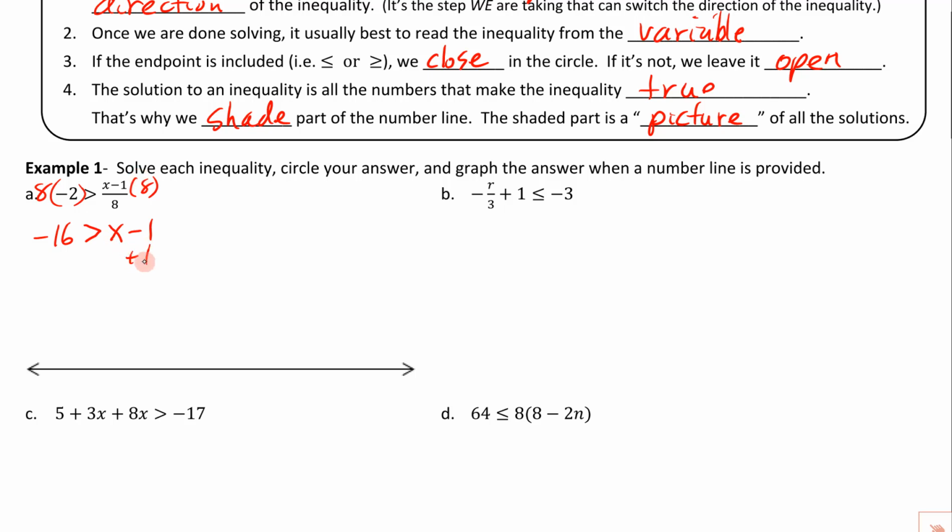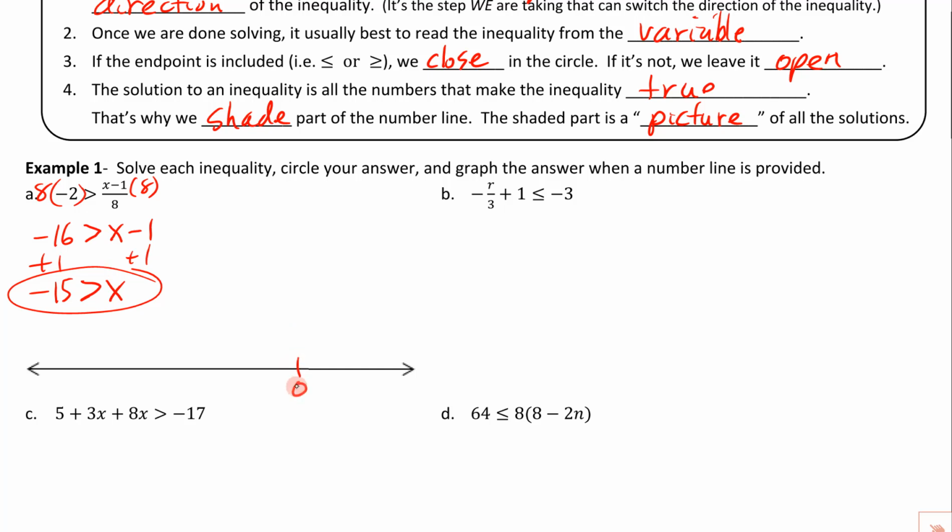So then we're going to move the 1 by adding 1. Adding does not change the direction of the inequality, no matter what we add, as long as we're doing the same thing to both sides. So this is going to stay in this direction right here, and this is going to be a negative 15. That quick, we're done with the problem. Let's go ahead and graph it.